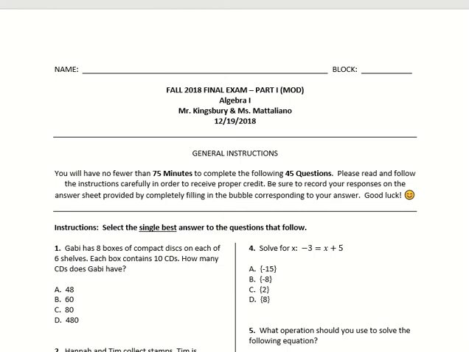This is the Fall 2018 Final Exam, Part 1, Modified Version, Algebra 1, Mr. Kingsbury and Ms. Mattaliano, taking place on December 19th, 2018. General instructions. You will have no fewer than 75 minutes to complete the following 45 questions. Please read and follow the instructions carefully in order to receive proper credit. Be sure to record your responses on the answer sheet provided by completely filling in the bubble corresponding to your answer. Good luck. And feel free to pause or rewind this recording whenever you need.